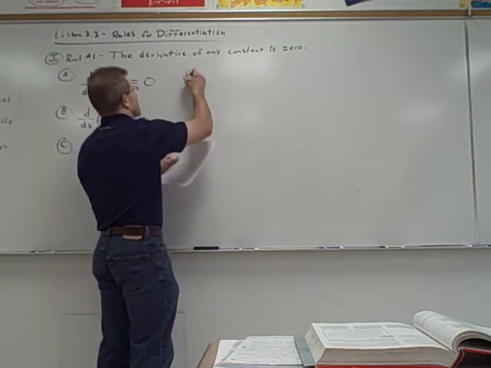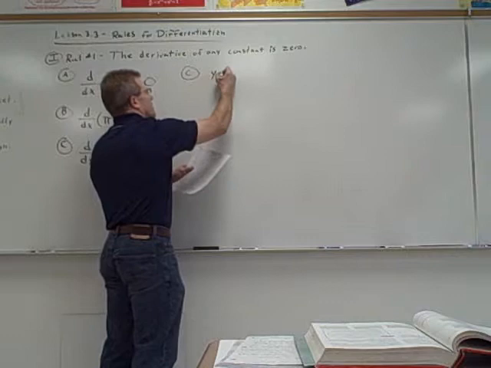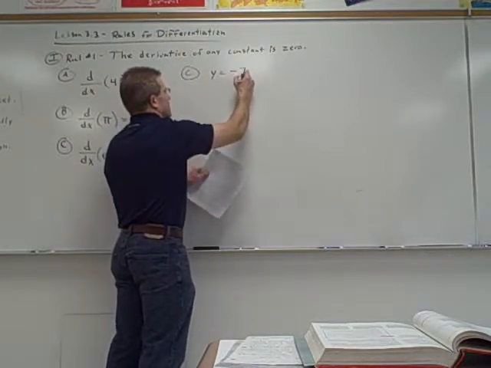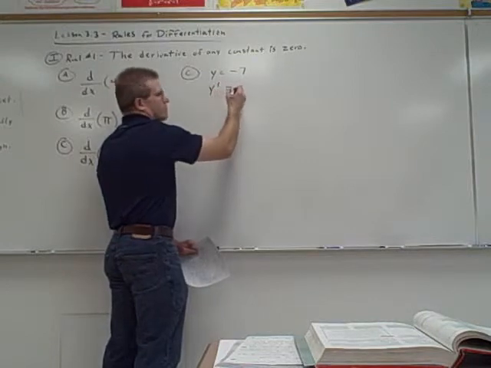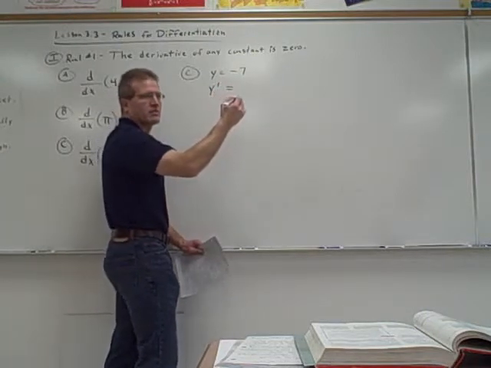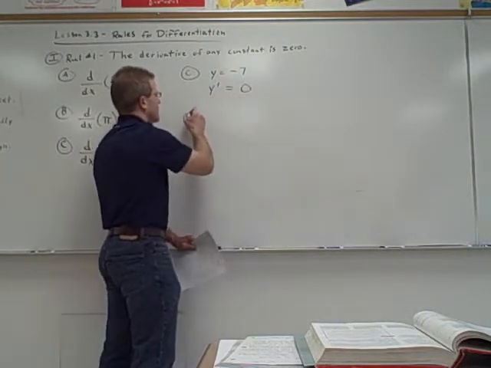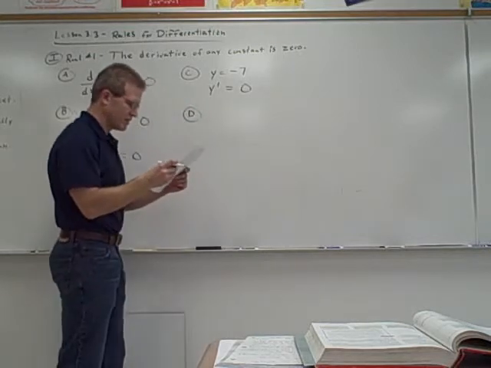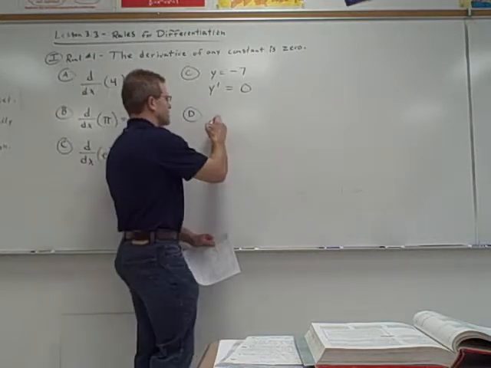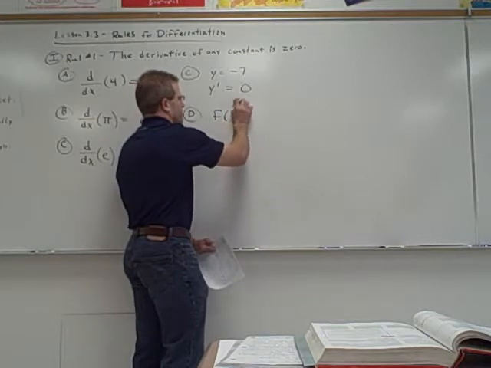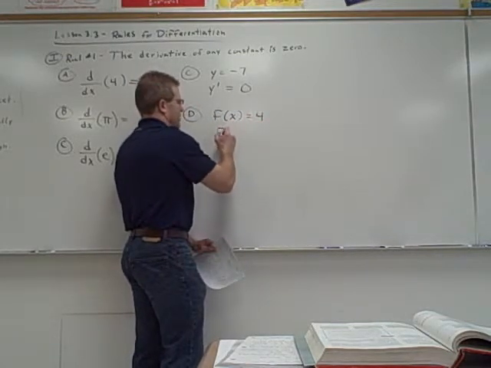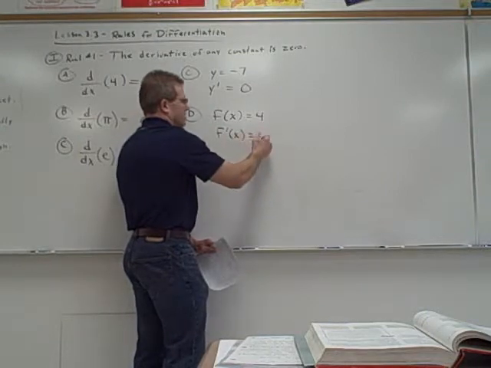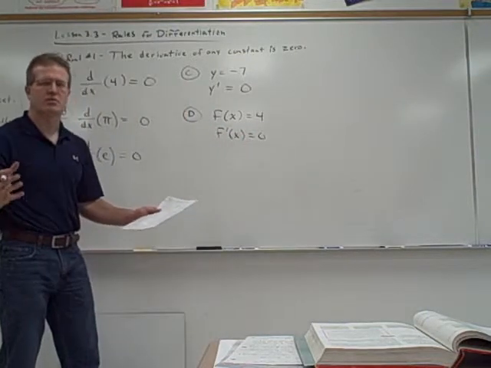Now sometimes things are going to be worded differently. They might say y equals -7, and then they might say find y prime. So y prime would just be what? 0. Right. Okay. They might look like this: f of x equals 4. So f prime of x would be 0. So that's just an important thing to remember. The derivative is always 0.